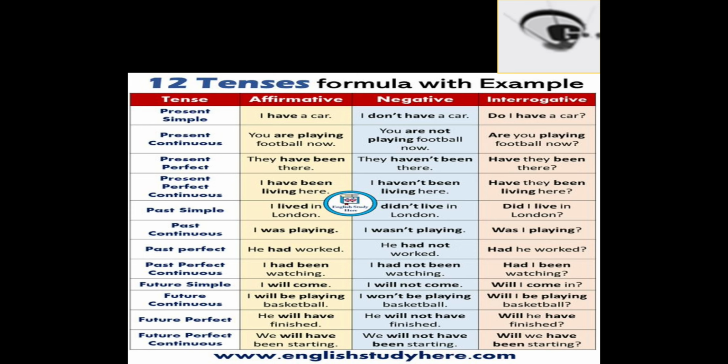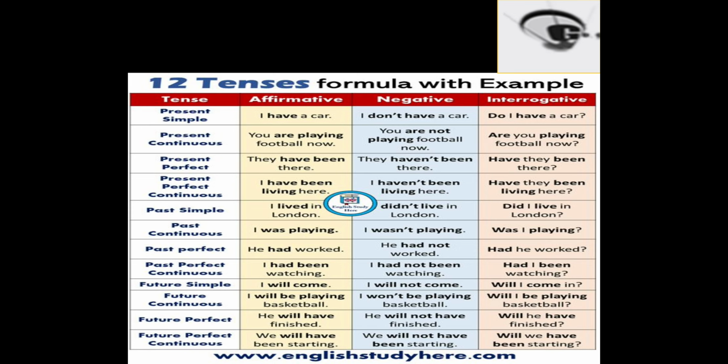In the present perfect, they have been there. Negative, they haven't been there. And the interrogative, have they been there? In the present perfect continuous, I have been living here, which changes to I haven't been living here. And in the interrogative, it will be have they been living here? Past simple tense, I lived in London, which changes to I didn't live in London. And in the interrogative, it will be did I live in London?